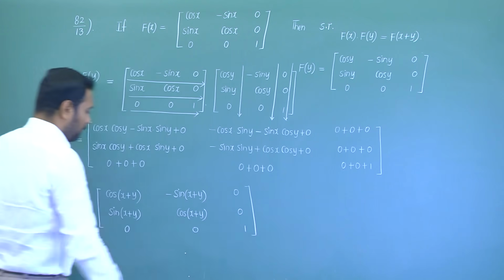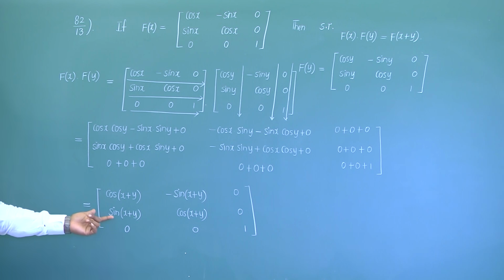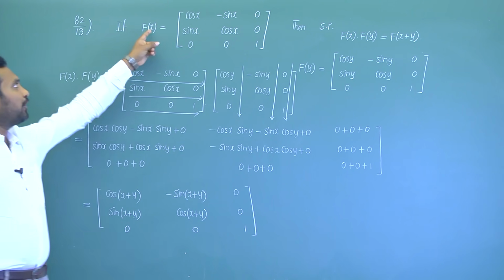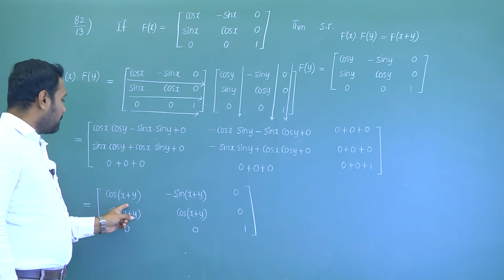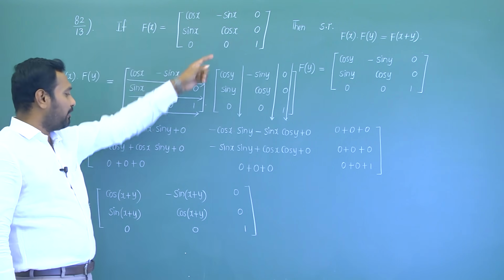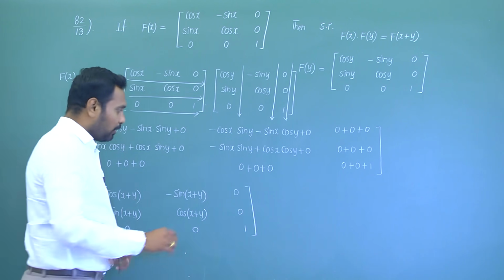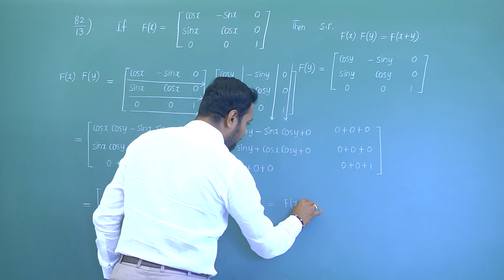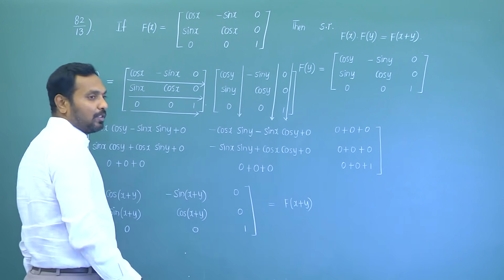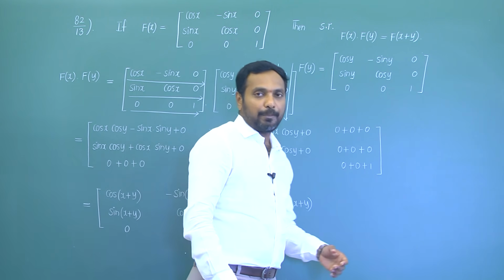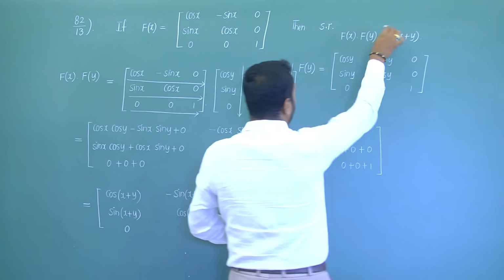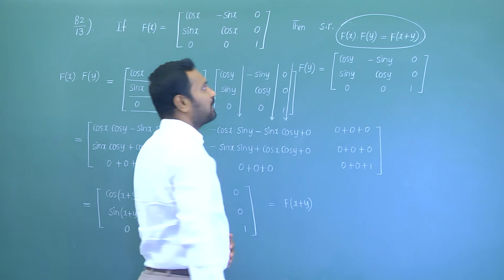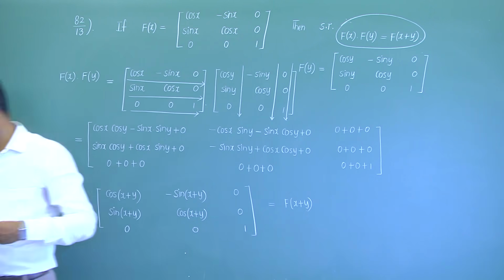So if you observe, this is the same as the matrix of f of x plus y. Why? Because if you substitute x plus y in the place of x, then you will get the same matrix. So this equals f of x plus y. In conclusion, we will write f of x into f of y equals f of x plus y.